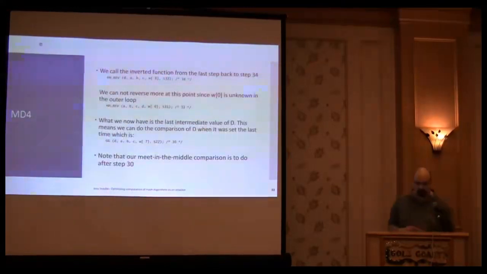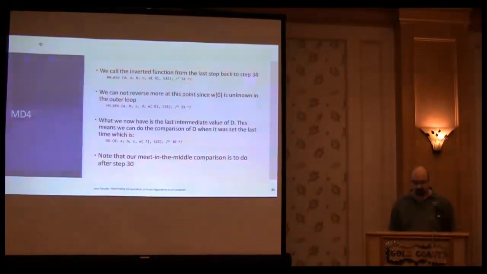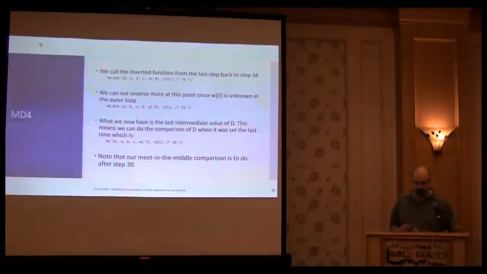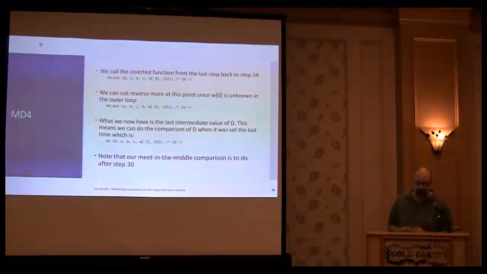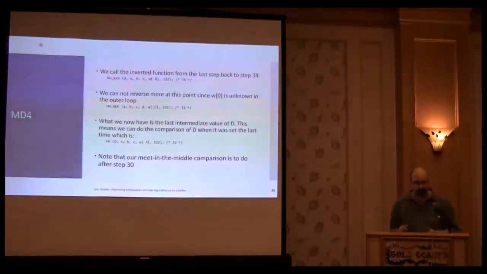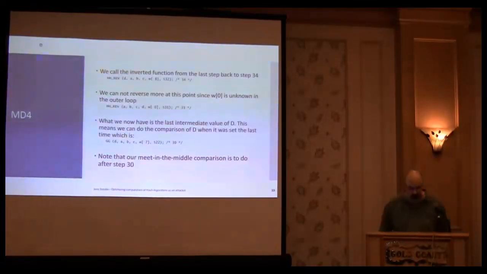So the first step we need to do is call the inverted functions from 48 back to 34. And when we do this, we have the last value of d. At this point, we cannot reverse any longer, because this is the point where W0 changes, and we need to hold W0 constant. So each time we have to change W0, we have to do all the inverted functions again.